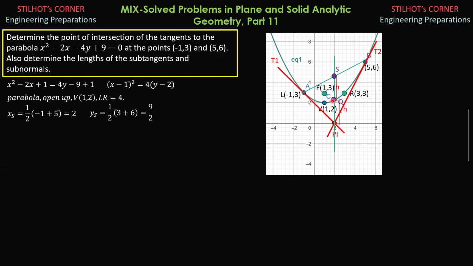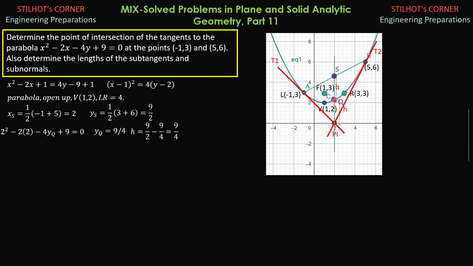Then let's locate x sub Q. X is 2 here also because this is a vertical line. So substitute in the equation to solve for y sub Q. So 2 squared minus 2 times 2 minus 4 y sub Q plus 9 equals 0. Solving for y sub Q, y sub Q is 9 over 4. So having found y sub Q, we can solve for H. H is equal to y sub S, which is 9/2, minus y sub Q, which is 9 over 4.